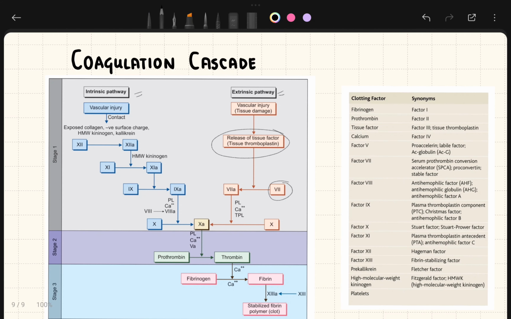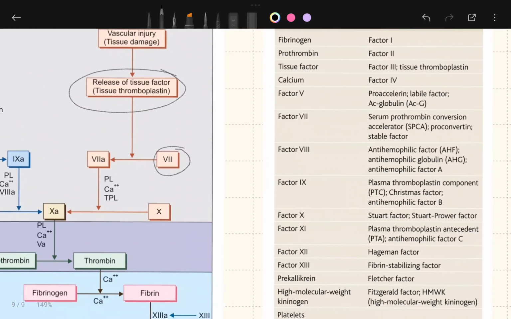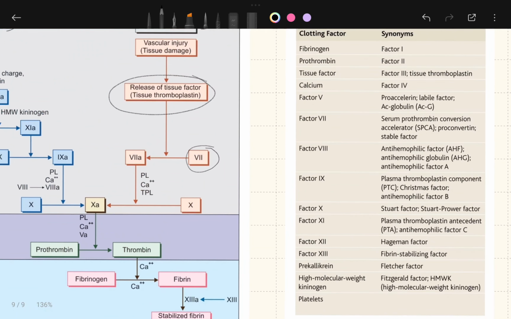First of all, let's have a look at these clotting factors. There are several clotting factors here: fibrinogen is our factor 1, prothrombin is factor 2, tissue factor, that is thromboplastin, is factor 3, and calcium is itself a factor, factor 4. These are the names of the factors already present in your textbooks.